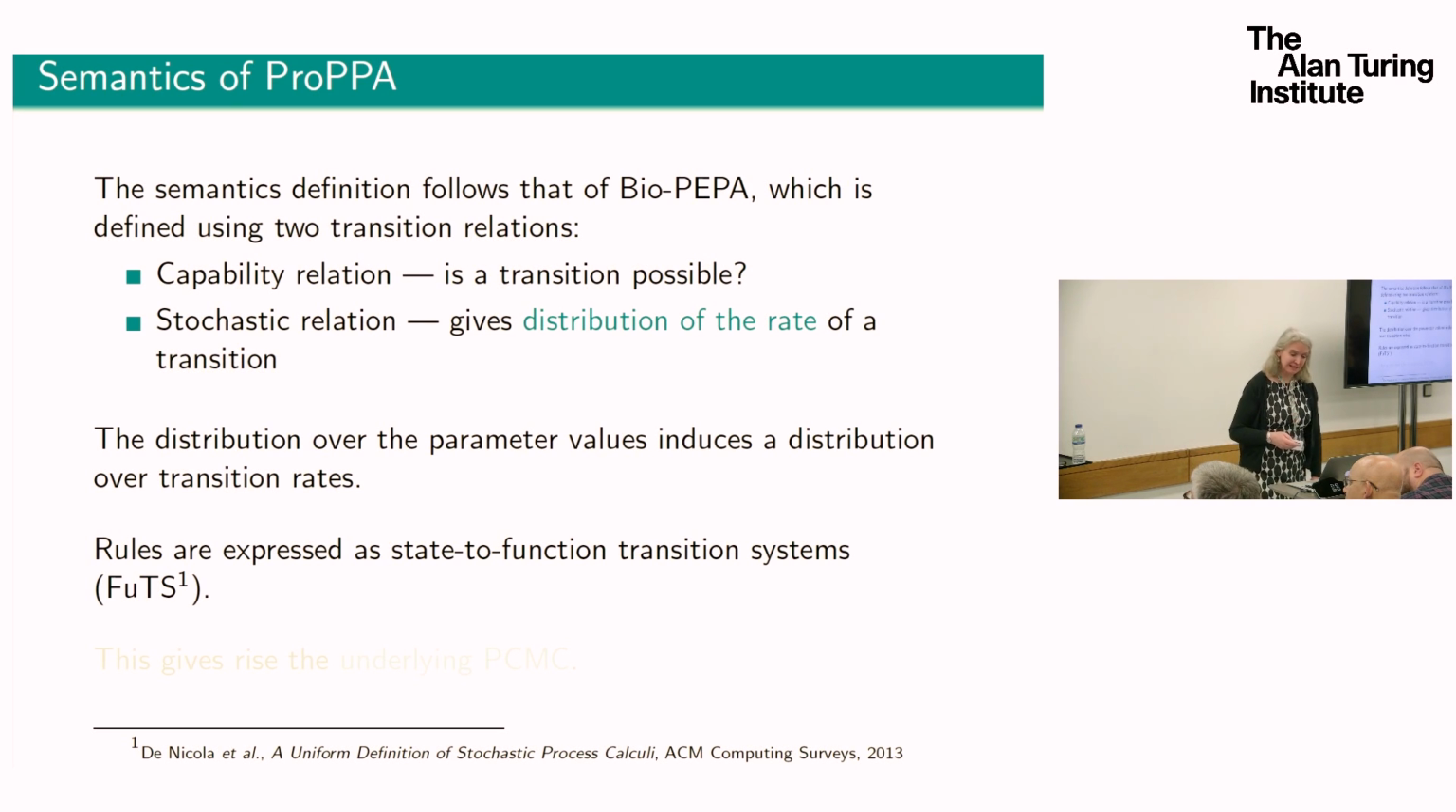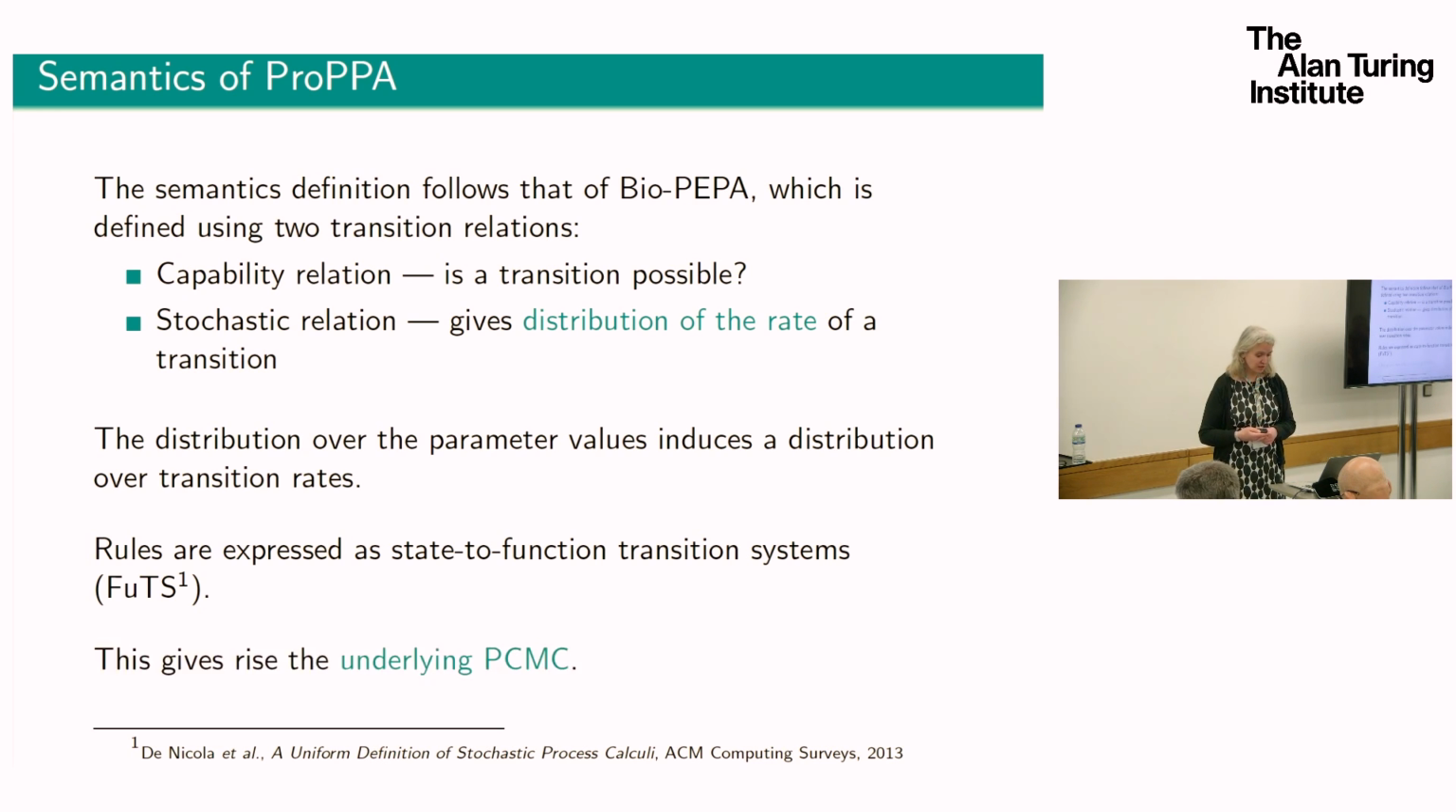So now for the semantics of ProPPA, the capability relation stays exactly the same, because the logical properties that we can, or the logical reactions that we can undertake, are the same as they were with the Bio-PEPA. But now our stochastic relation, instead of giving a rate, will give us a distribution of rates on the transition. And we express this in terms of state-to-function transition systems rather than just state-to-state transitions. And this will give rise to an underlying probabilistic constraint Markov chain.